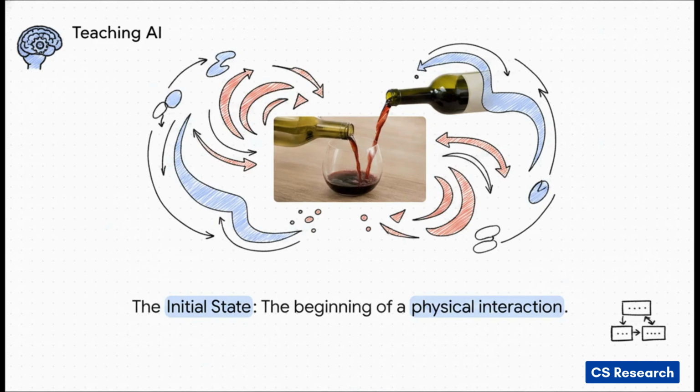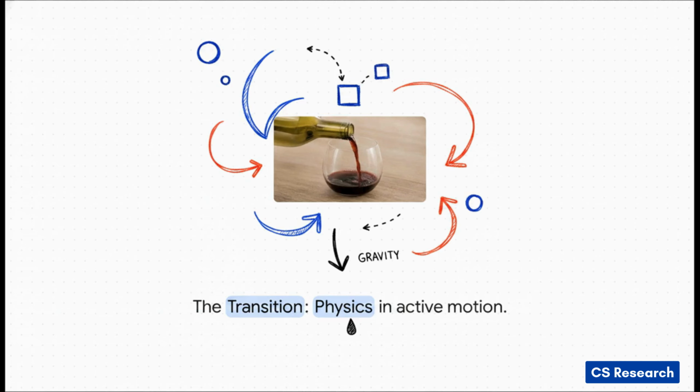To really help visualize this totally invisible concept, let's break down a super simple physical transition. Imagine pouring a glass of wine. Notice this initial state right here. We have a bottle tilted over a glass. The liquid is just breaching the very edge of the bottleneck. In a traditional model, the AI would just scramble to try and guess the next batch of red and brown pixels. But as we move into the actual transition phase, physics is now in active motion.